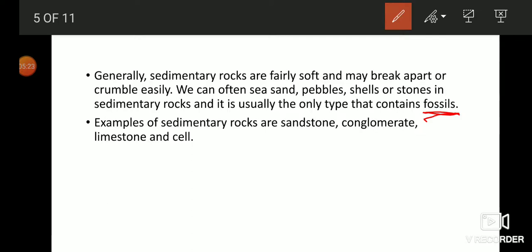Examples of sedimentary rocks are sandstone, conglomerate, limestone and shale. So here is a printing mistake. It is not a shale. So it is a shale. Okay. So these are the four types of sedimentary rock that we will learn.